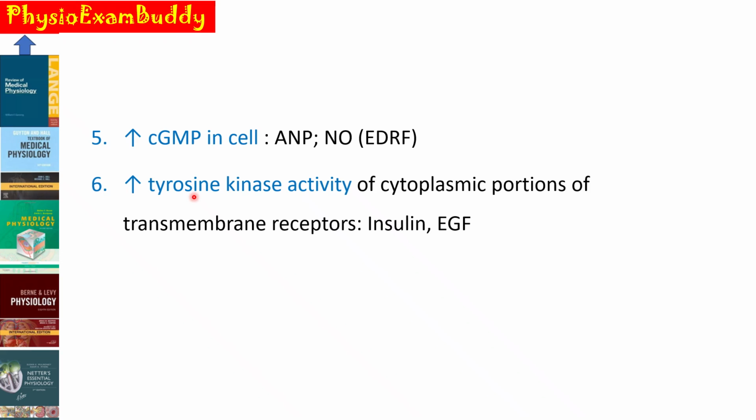The next mechanism of action of the chemical messengers is via increasing the tyrosine kinase activity of the cytoplasmic portion of the transmembrane receptors. The classical example for this type of mechanism of action is the hormone insulin as well as EGF, that is epidermal growth factor. And next is the mechanism of action by increasing the serine or threonine kinase activity. The classical example is transforming growth factor beta.